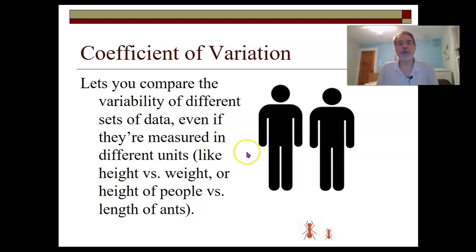That lets you compare the variability of different sets of data, like height versus weight, or height of people versus length of ants. After all, a 1-inch difference isn't all that much of a difference if you're talking about people. One person who's an inch taller than another person, not a big difference. You might not even notice it. But one ant that's an inch longer than another ant, that's a pretty big difference in ant scale. So there's more variability in ants that are an inch apart in length than there is in people that are an inch apart in height. So coefficient of variation kind of takes that into account and lets you compare different kinds of things.